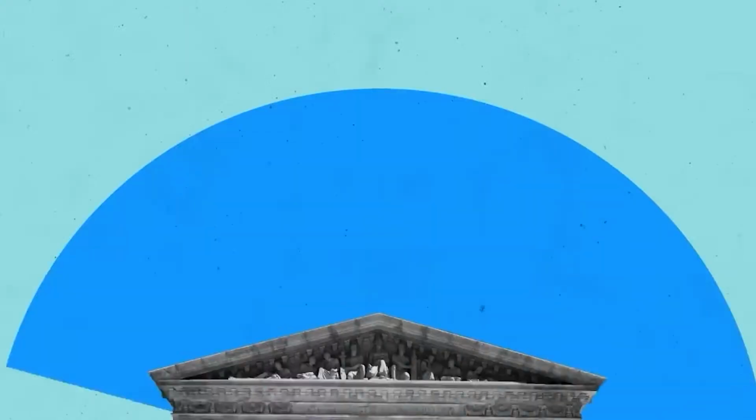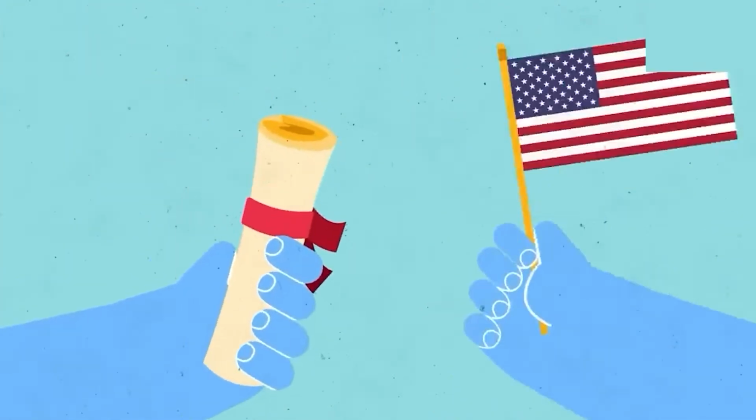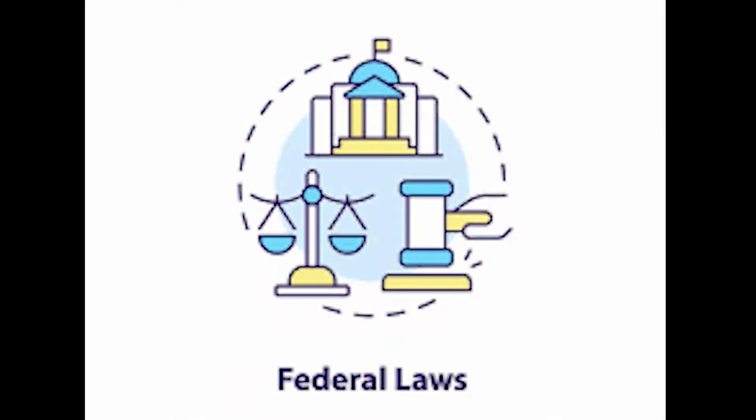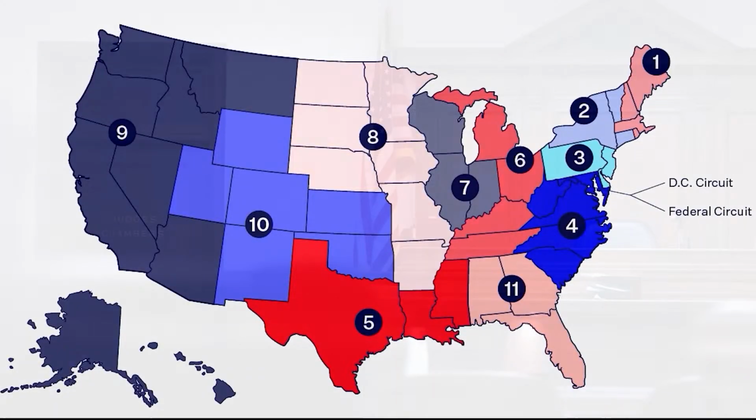Lastly, we have the judicial branch, headed by the Supreme Court, the highest court in the land. With 9 justices nominated by the President and confirmed by the Senate, the Supreme Court interprets the constitution and reviews laws. Beneath the Supreme Court, various federal and state courts handle legal matters, including Circuit Court of Appeal and district courts.